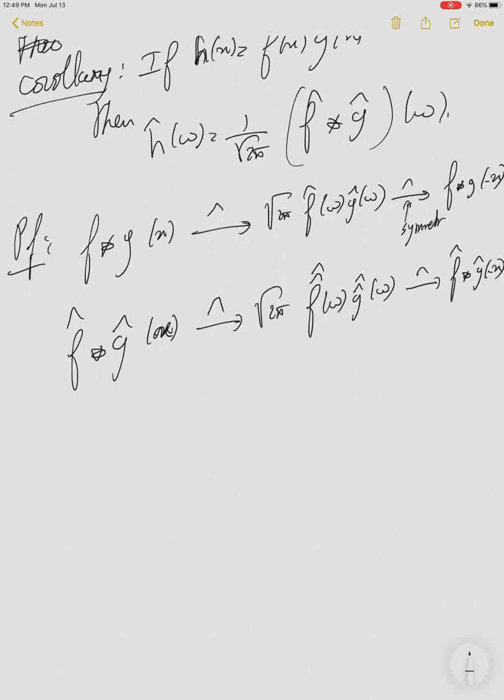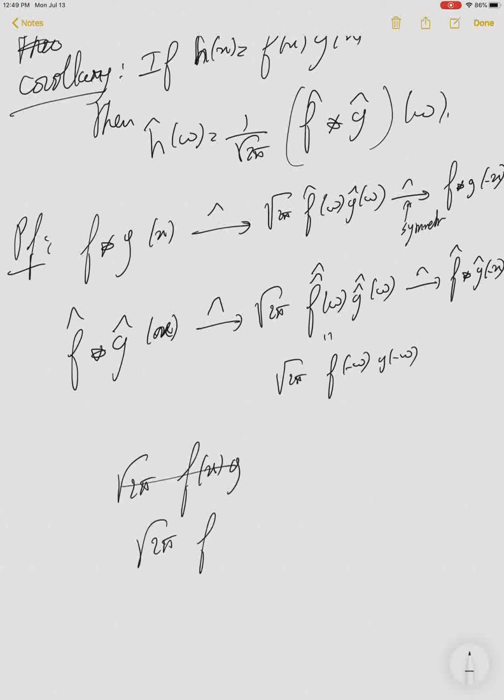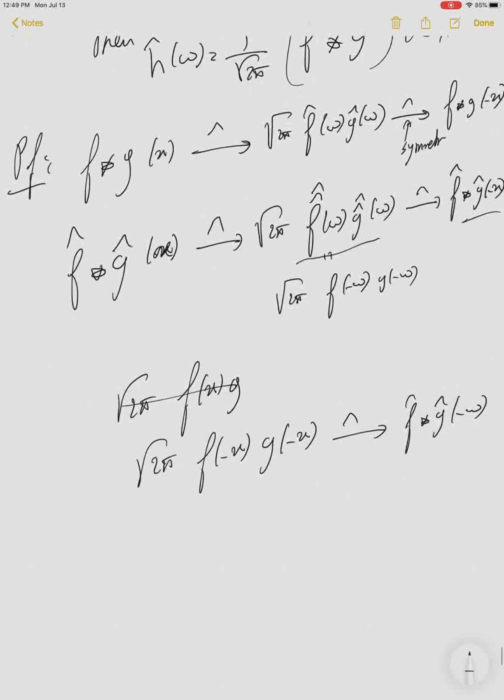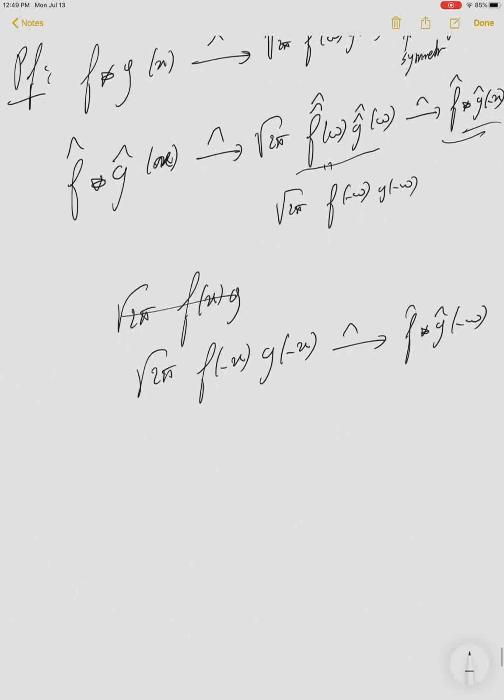So as a conclusion, this is nothing but square root of 2 pi f of minus omega g of minus omega. So if I start with square root of 2 pi f of x, square root of 2 pi f of minus x g of minus x, and if I apply Fourier transform, I get f hat convolve with g hat at minus omega in the frequency space.